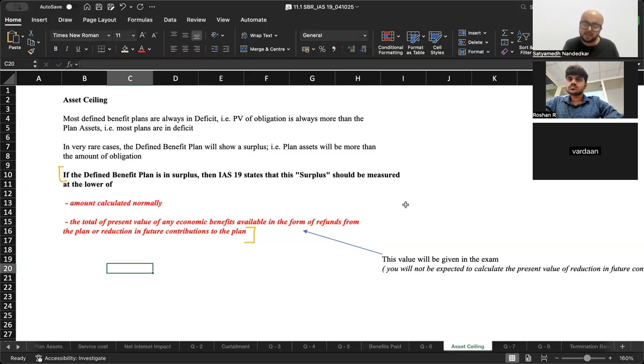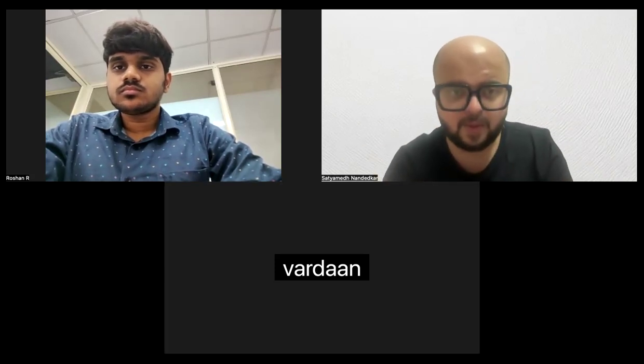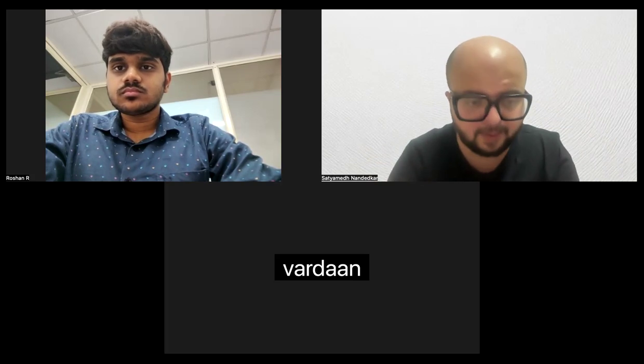The second point is the amount of present value of any economic benefits available in the form of refund or the amount calculated normally. Whichever of these two is the lower, the amount of net assets will be measured at that particular amount. And I think last Sunday we did a consolidated balance sheet question where we had seen the concept of asset ceiling. Okay. We'll do questions on this. We will do questions separately on each of these. And of course, there are detailed explanations and questions available for that here.